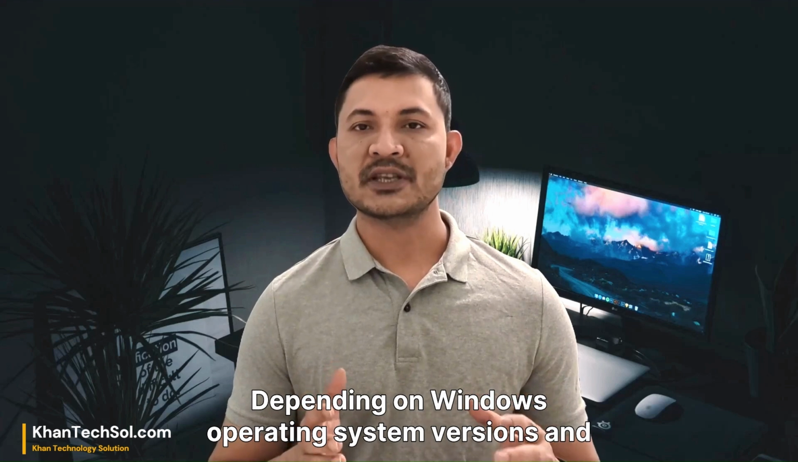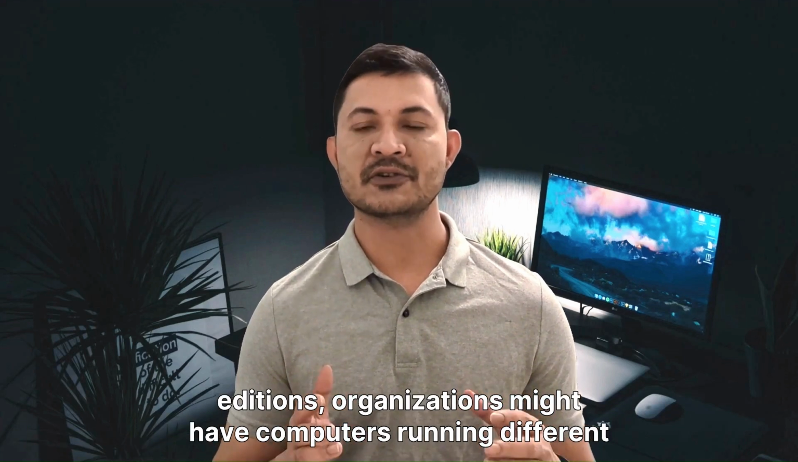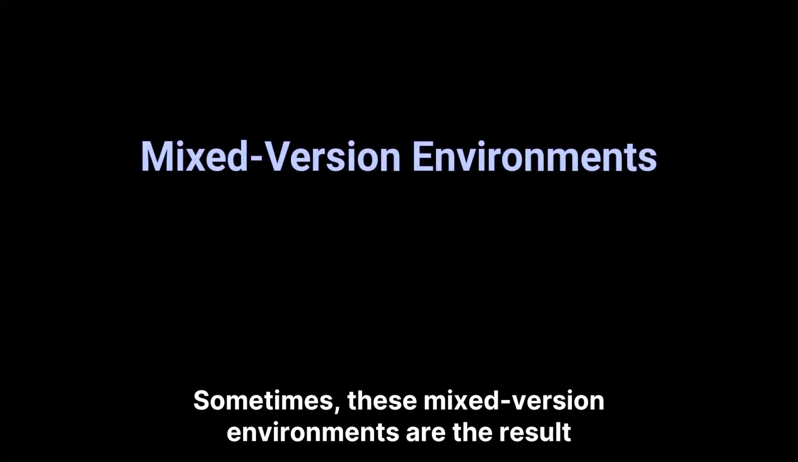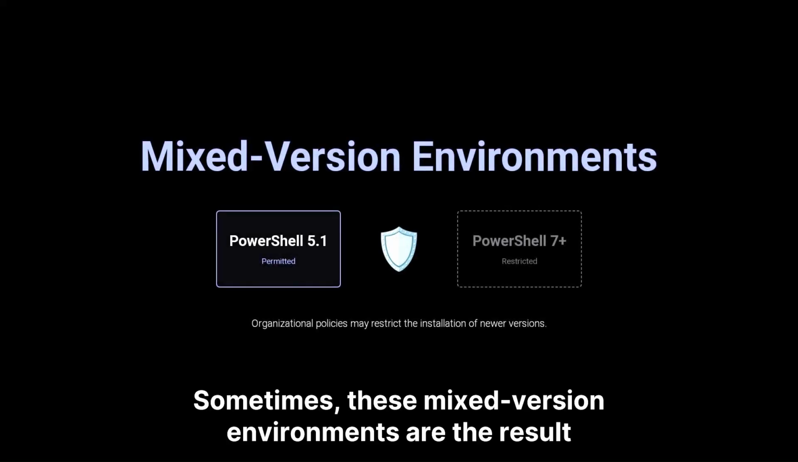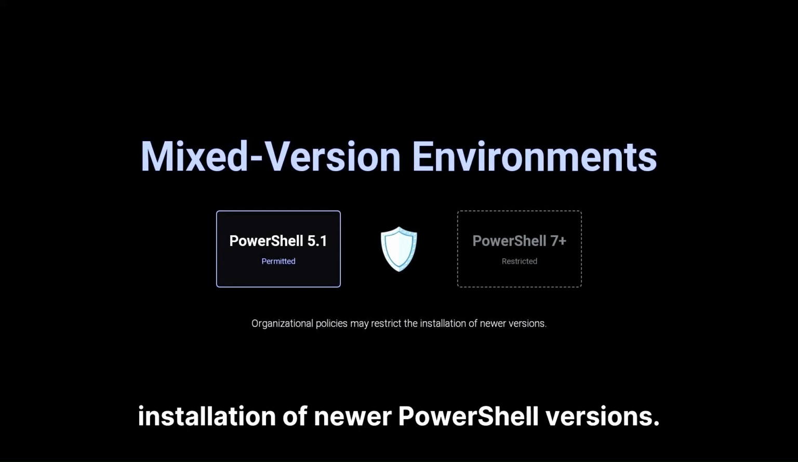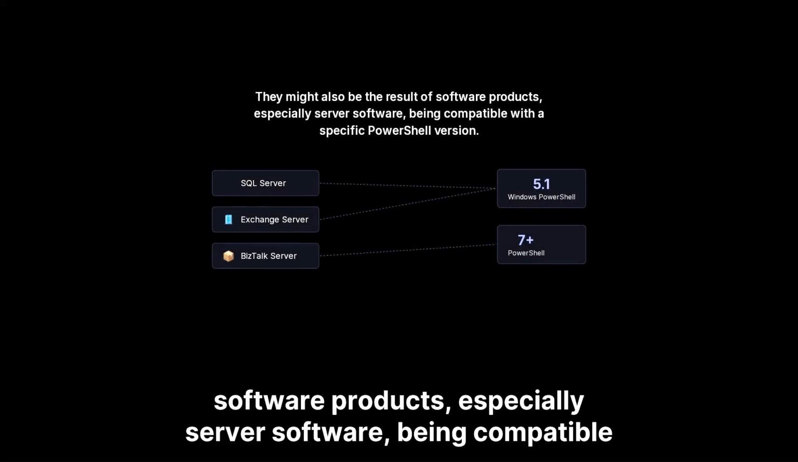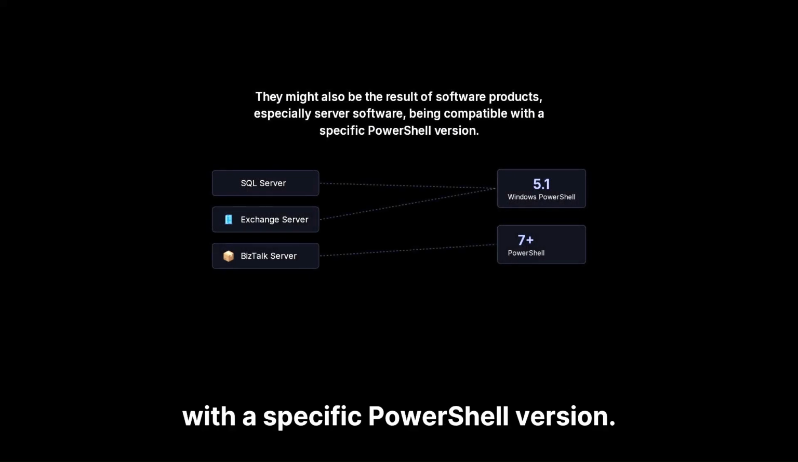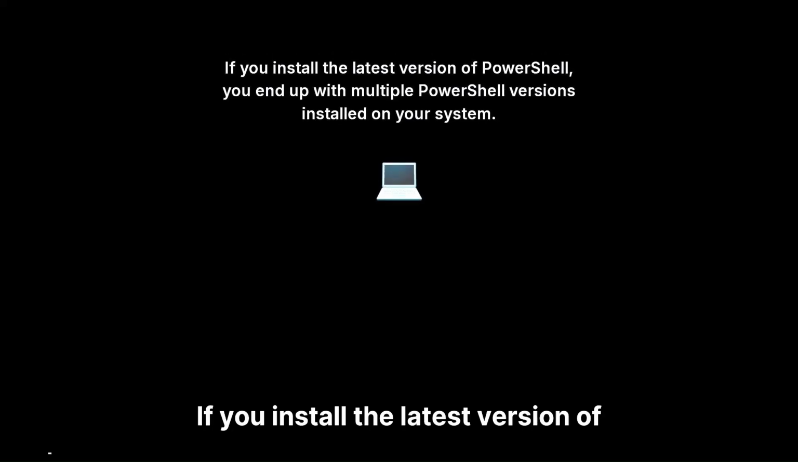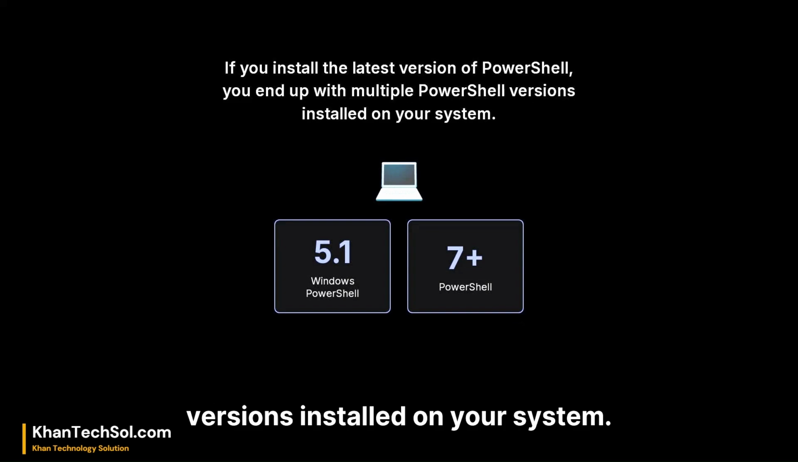Depending on Windows operating system versions and editions, organizations might have computers running different versions of PowerShell. Sometimes these mixed version environments are the result of organizational policies that don't permit the installation of newer PowerShell versions. They might also be the result of software products, especially server software, being compatible with a specific PowerShell version. If you install the latest version of PowerShell, you end up with multiple PowerShell versions installed on your system.